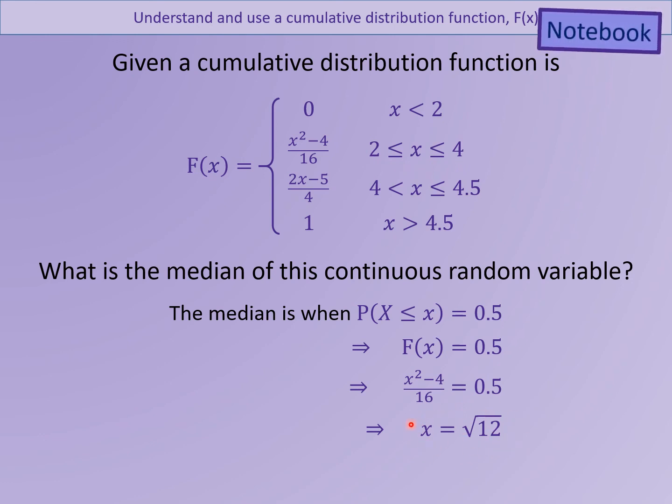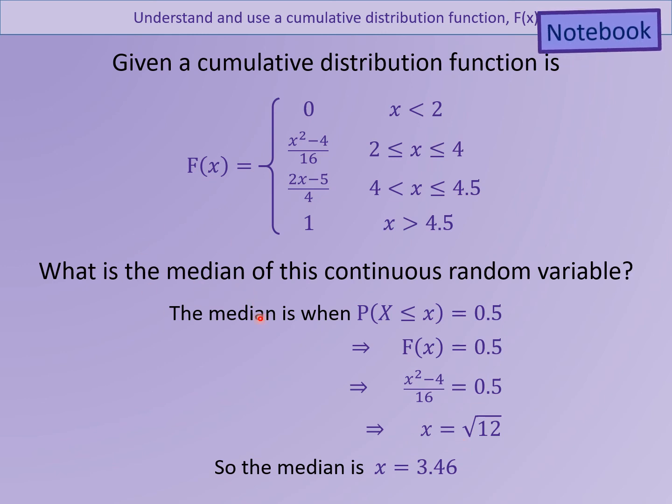Always be aware of thinking, well, I thought it was plus and minus. It would be plus and minus, but you're looking at the solution between 2 and 4. It doesn't have to be. It can actually be a negative if these were all in the negative section. So just be wary of that. Right, so the median is about 3.46. If you put 3.46 into there, that's where the half would come from.